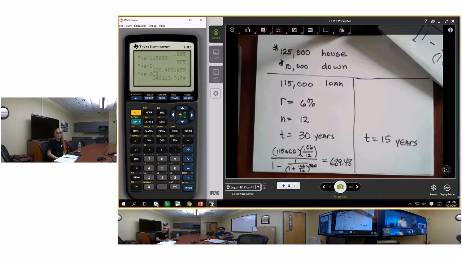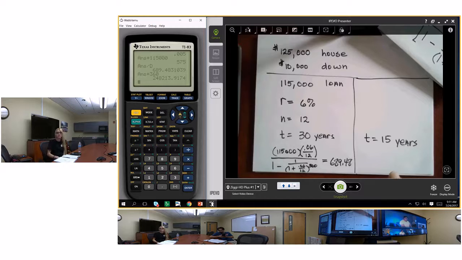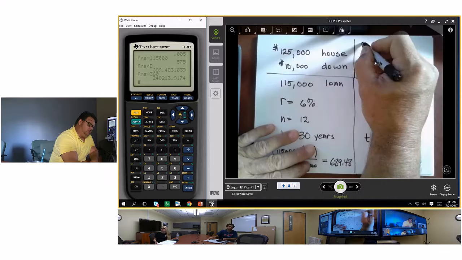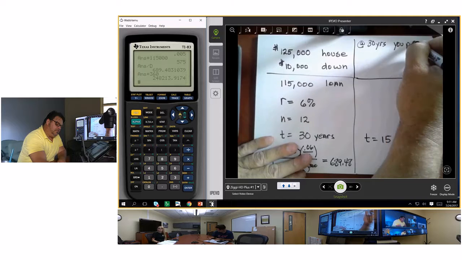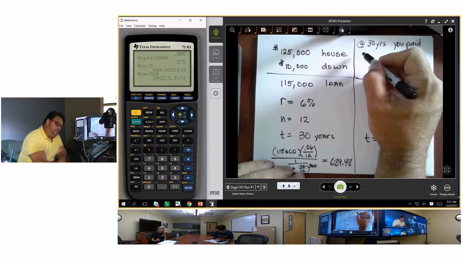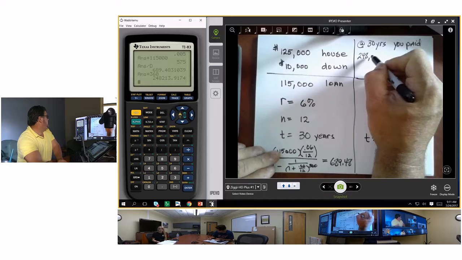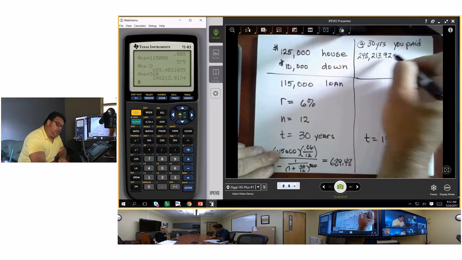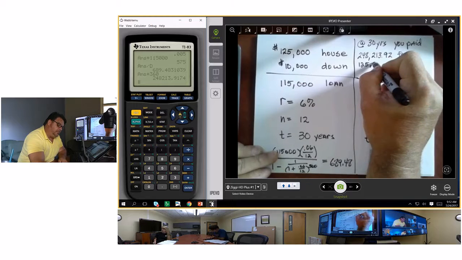So you paid $248,000 for that $125,000 house. Oh, that hurts, doesn't it? So at 30 years, you paid, what did we say? $248,000. $213.92 for a $125,000 house. Is rich people in debt?